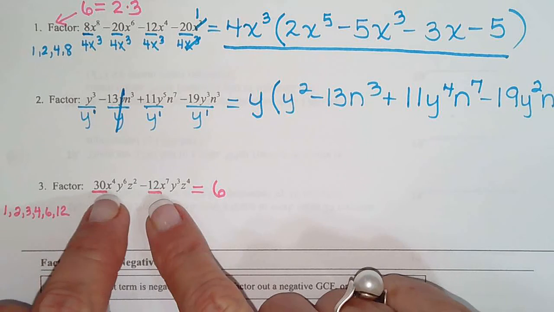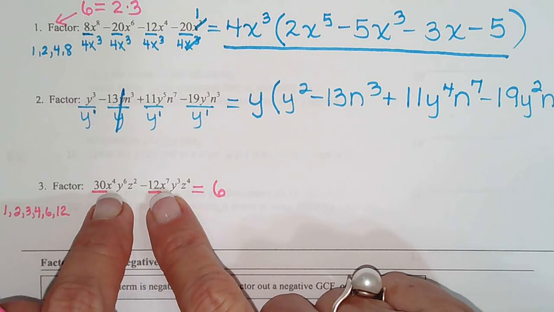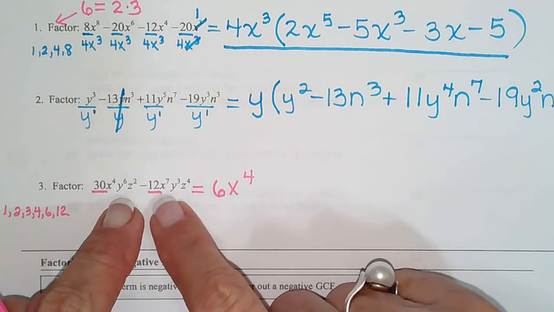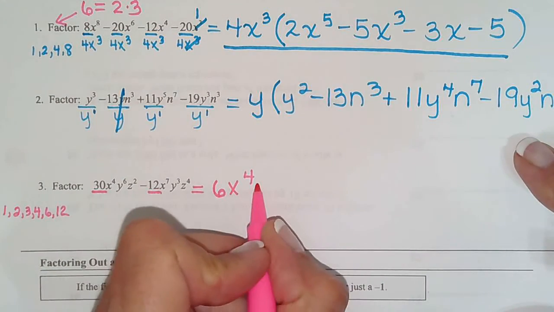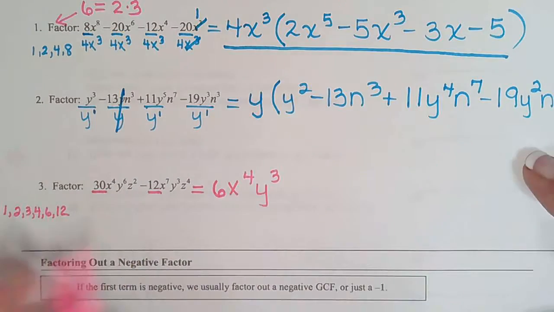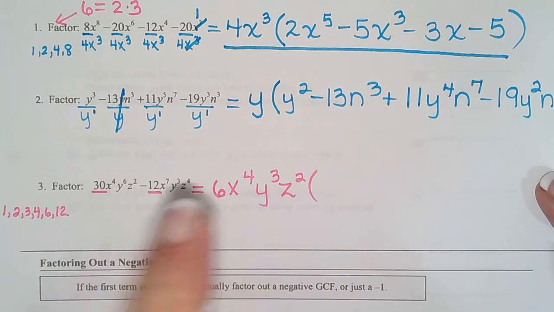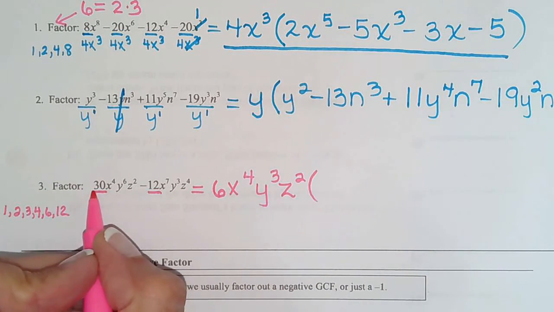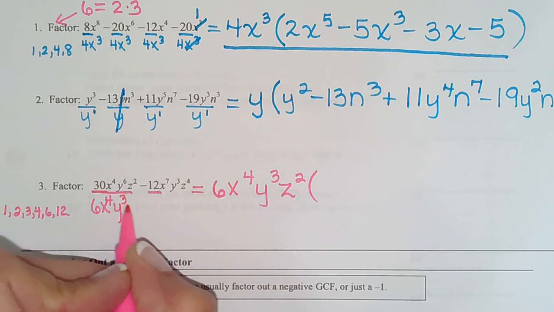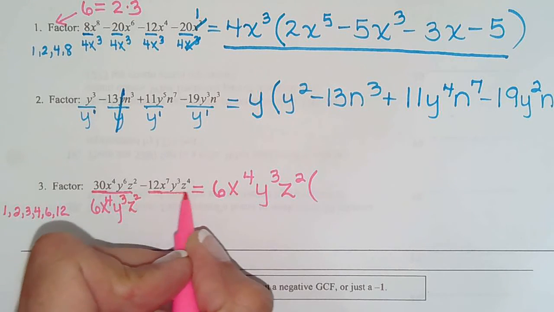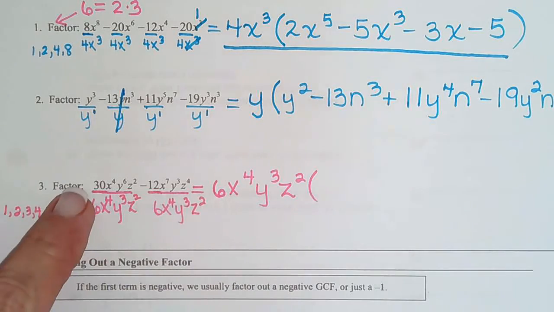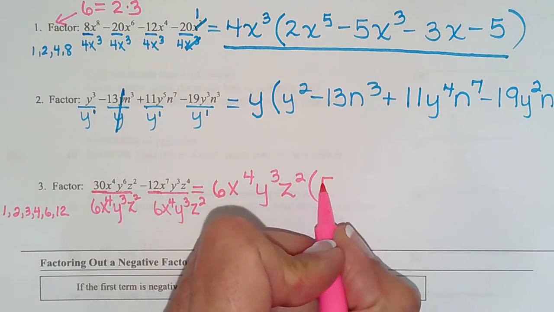Now we have to compare variables. Remember, take the smallest exponent. So x to the 4th, y to the 3rd, and z squared, or z to the 2nd. So that's called my GCF. Now I'm factoring by dividing each term by 6x^4y^3z^2. So 30 divided by 6 is 5.